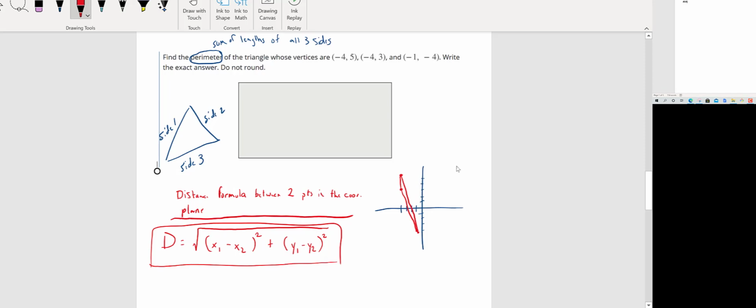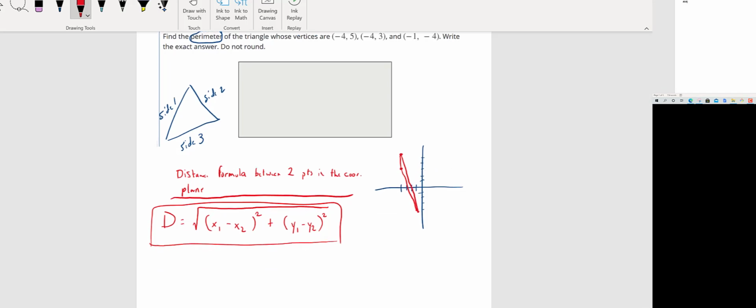We'll have to do the distance formula essentially 3 times in this problem. So I'm first going to find the distance between these 2 points here. -4, 5, and -4, 3. Here are my x coordinates. Here are my y coordinates.